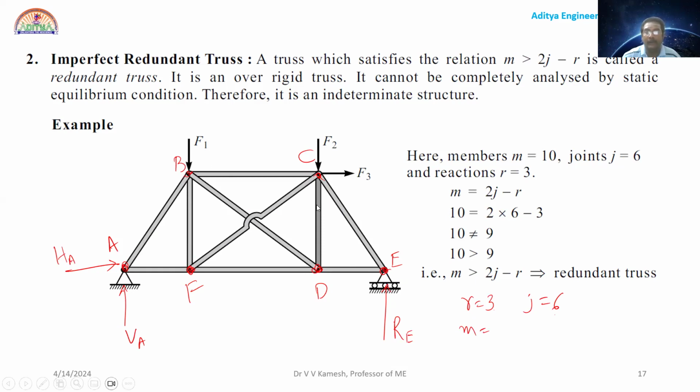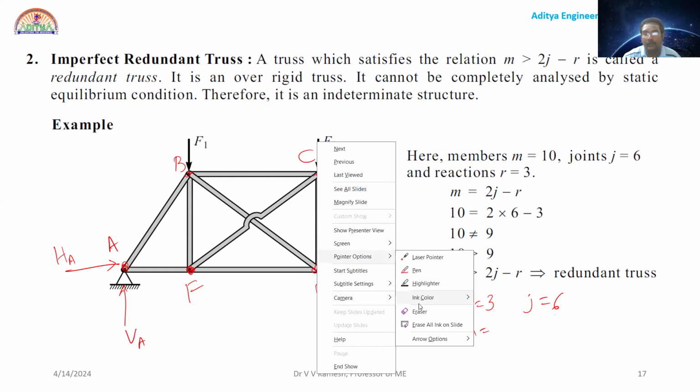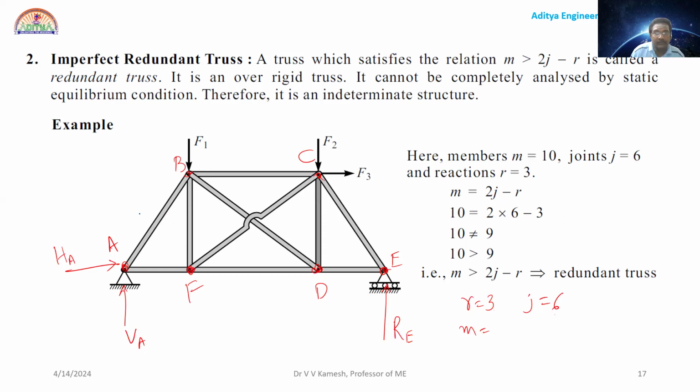Now how many members? I will take another color, blue. I am numbering the members: AB 1, AF 2, FB 3, BC 4, BD 5, FC 6, DF 7, CD 8, DE 9, and CE 10. Now M is equal to 10, which is the LHS. Now what is the RHS? 2J minus R, 2 into 6 minus 3, so 12 minus 3, it is 9.